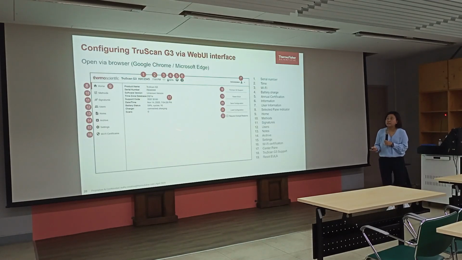And this is the interface I mentioned to you just now. This is the TruScan G3 interface, which we call the web UI. This interface allows you to create the method, check your signatures, create your username, and see the product information, like what product it is, what the serial number is, and what the battery status is now. So this is all the information you will be able to get from the web UI. I will also share this with you during the hands-on session.